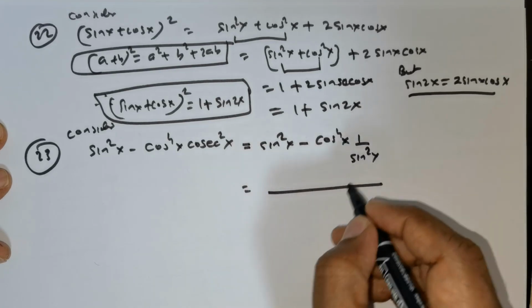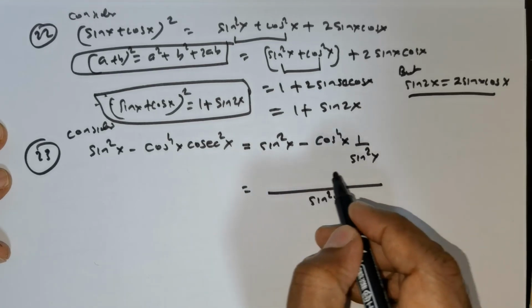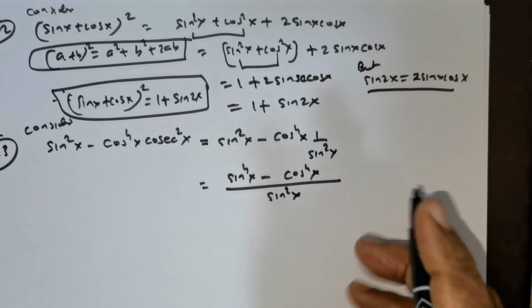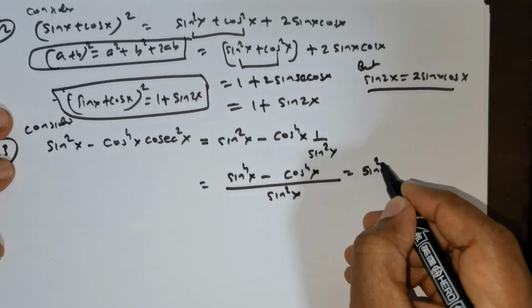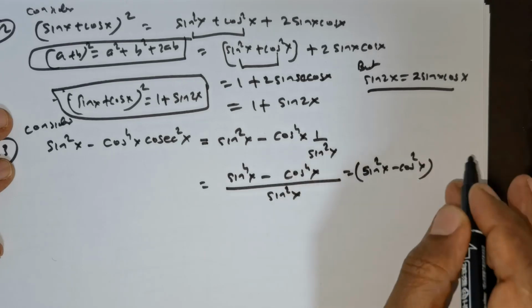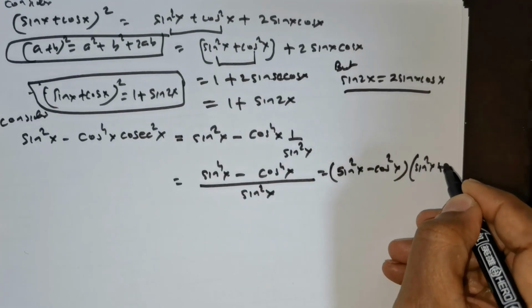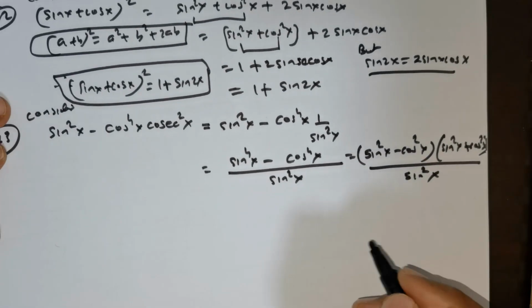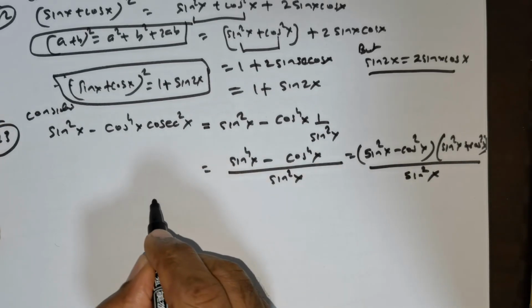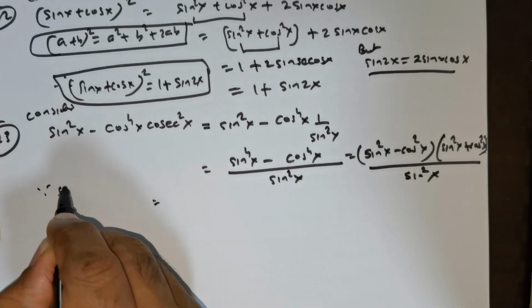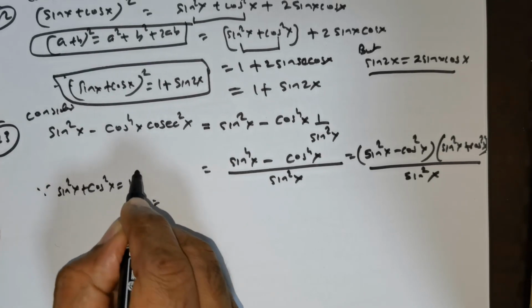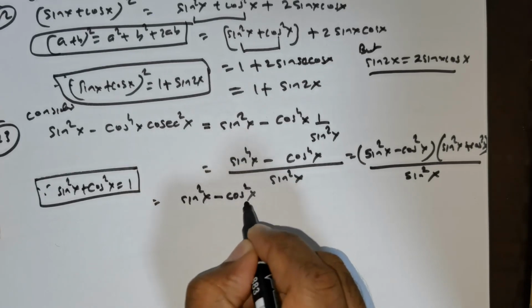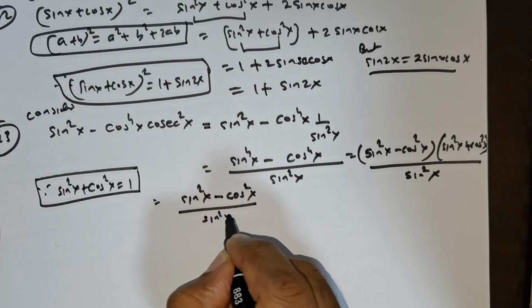So now let me take the LCM as sine squared x. That would give me here sine to the power of 4x minus cos to the power of 4x. Now this can be rewritten as sine squared x minus cos squared x times sine squared x plus cos squared x, divided by sine squared x. Now sine squared x plus cos squared x is equal to 1, so that would give me sine squared x minus cos squared x divided by sine squared x.